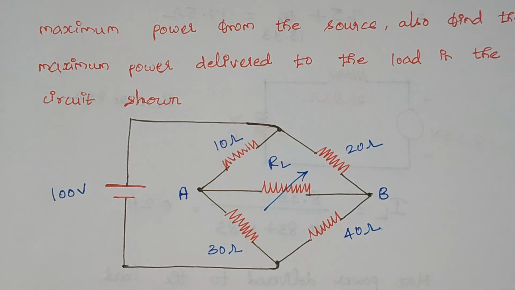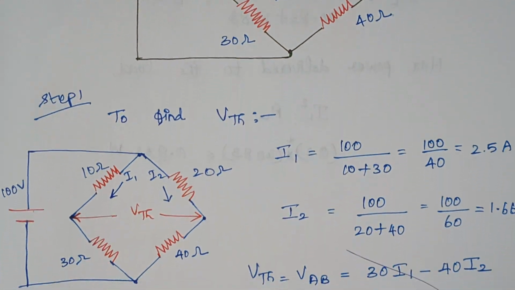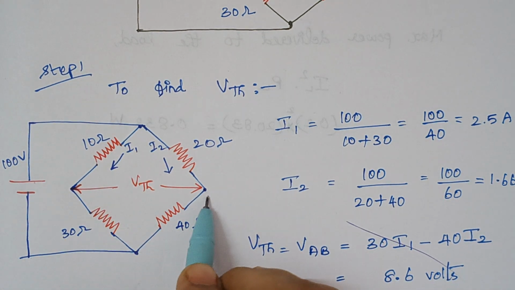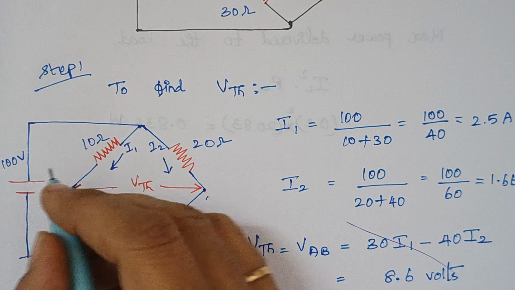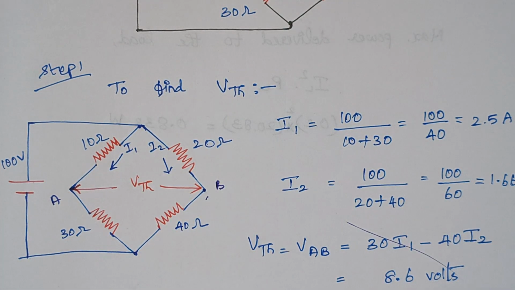So here again, the first step is we have to calculate the Vth. To calculate Vth, we have to remove the RL, right? So here RL is removed and these are the terminals. Just keep a note of these terminals here, A and B, right?